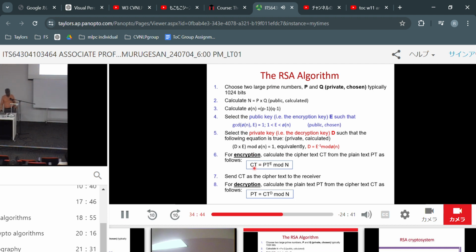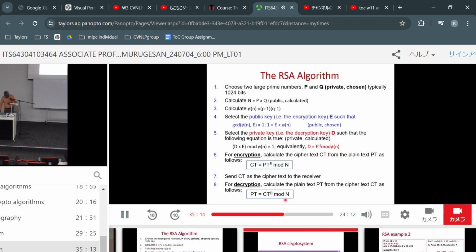Then the encryption is very straightforward. CT stands for ciphertext and PT stands for plain text. The formula for ciphertext is plain text power E mod n, where E is the encryption key and n is what we determined here, P times Q. On the receiving side, the ciphertext can be converted into the original plain text. The formula is plain text is equal to ciphertext power D mod n.